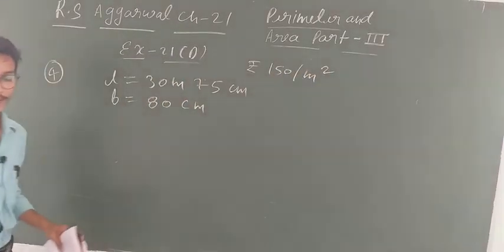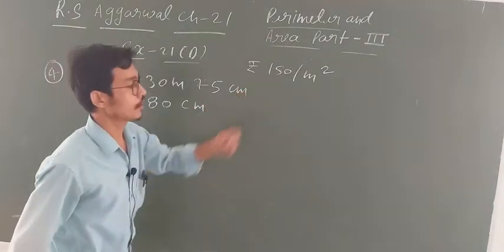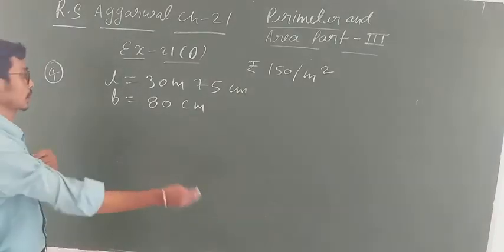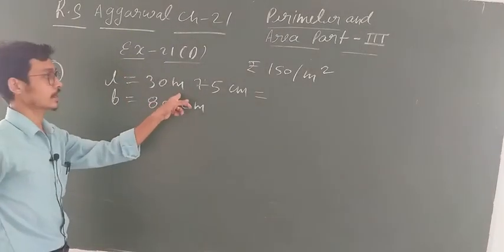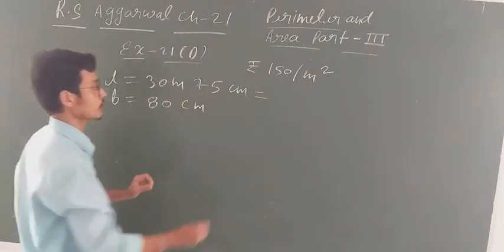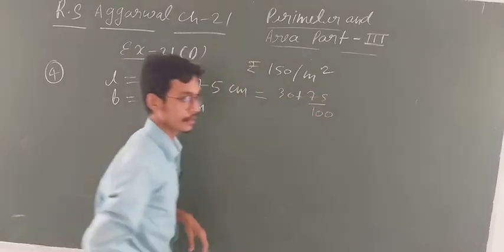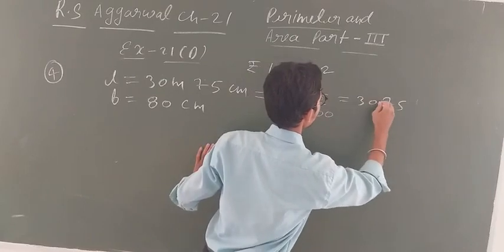So first you have to decide, student, whether you have to find out area or perimeter. So I explain, if cost is given per meter square, you have to find out area. If cost is given per meter or per centimeter, it means you have to find out what? Perimeter. So first for this you have to convert in same quantity. This is given 30 meter, 75 centimeter. This will become what? 30 plus 75 upon 100. Clear? So this will become 30.75 meter.